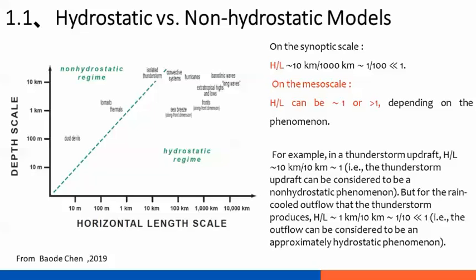For example, even in a thunderstorm updraft, where the horizontal length is equal to the vertical depth, the updraft can be considered a non-hydrostatic phenomenon. But for the rain-cooled outflow that the thunderstorm produced, where the horizontal length is larger than the vertical depth, the outflow can be considered an approximately hydrostatic phenomenon, so the atmosphere is more complicated than the model describes.